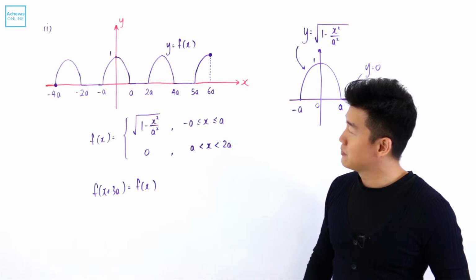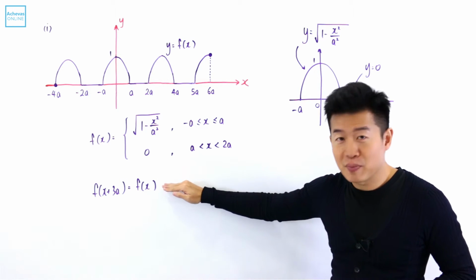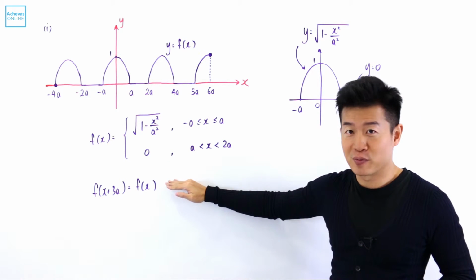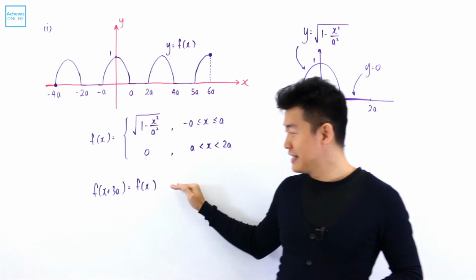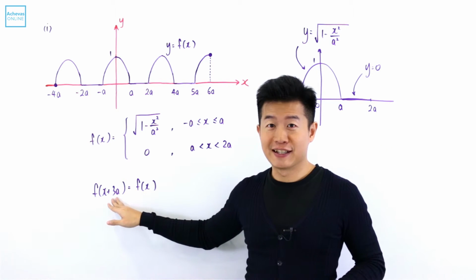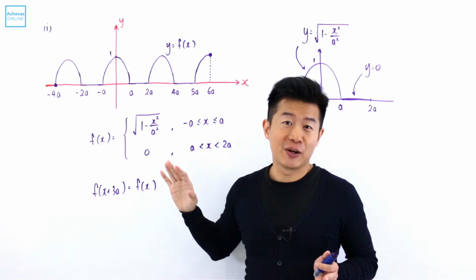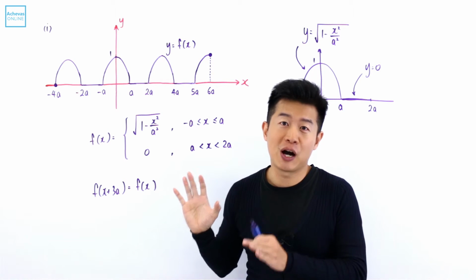But what this question requires us to do is to sketch from minus 4a all the way until 6a. To do that, I need to make use of another piece of information from the question. Looking at this equation, I know what this is telling me. This is the periodic function that we have discussed in our outline.